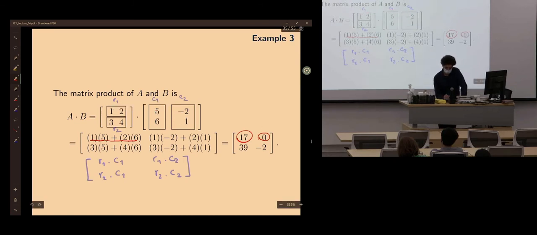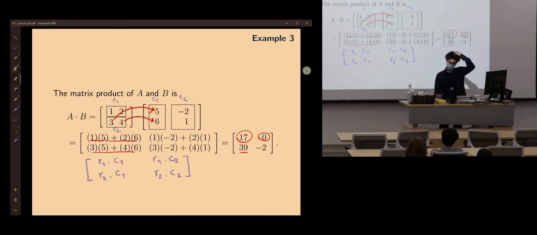We're done with the columns, right? Now we go to the next row. 3 times 5 plus 4 times 6. We get 39. Now, how do we know 39 should be here? Why not here? Is it automatically tracked? Or is it something that we should be careful about?